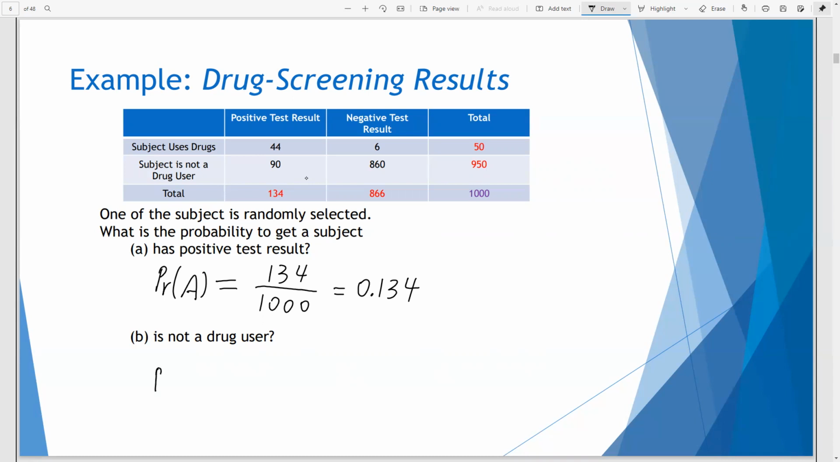Right, the second question: if it's not a drug user, there is the row here where the subject is not a drug user. 90 have positive, 860 have negative, but in total that's 950 of them who are not drug users, out of a total of 1,000 results.